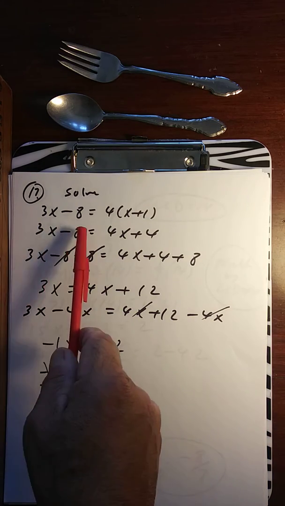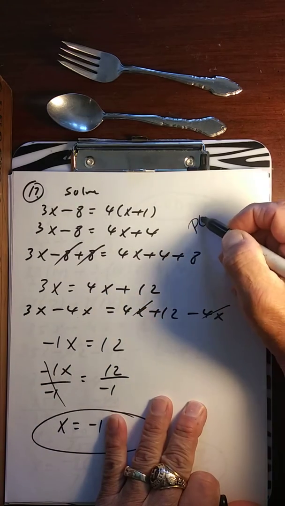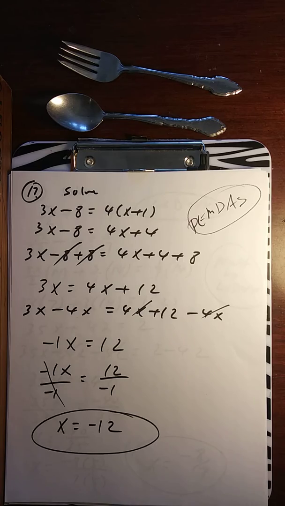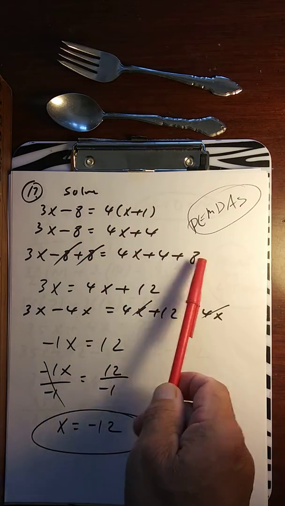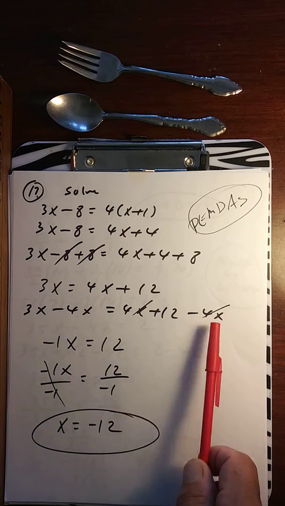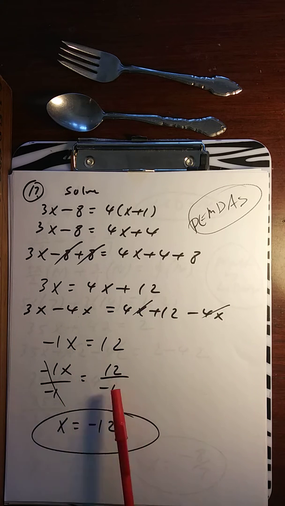Solve. 3x minus 8 equals 4 times x plus 3. Again, we're going to use this. Okay, parentheses first. Let's do that first. 4 times x, 4x. 4 times 1 is 4. So now you're going to add 8 to both sides. So you have 3x equals 4x plus 12, minus 4x, minus 4x. So that's going to be negative 1x equals 12. Divided by negative 1, divided by negative 1. So x equals what? Negative 12.